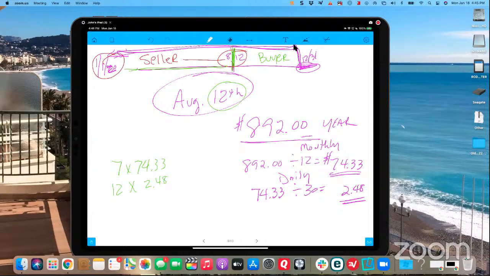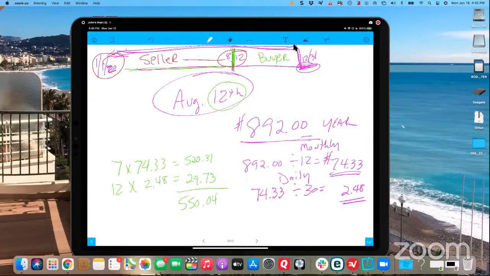So I already had 248 there. So that's $29.73. And 7 times 74.33 equals 520.31. And when I add those together, I get 550.04.